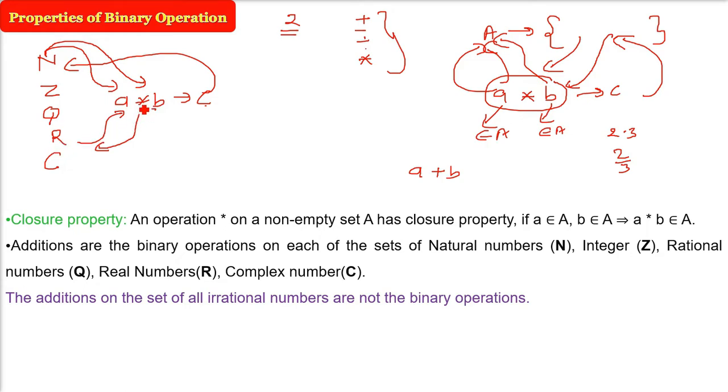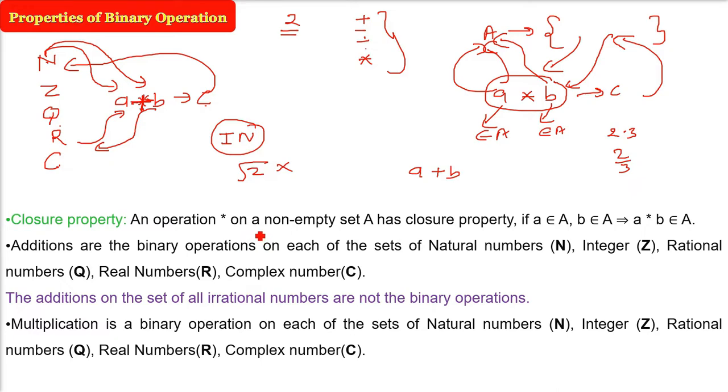So if I am saying a plus b, N, Z, Q, R, C, for this set, this property holds. But for the irrational number, for example, what is an irrational number? I'll just give you an example. For example, under root 2. This is an irrational number. So when you are adding two irrational numbers, the result may or may not come from the irrational numbers. This may happen. So the same discussion we are going to have for multiplication.